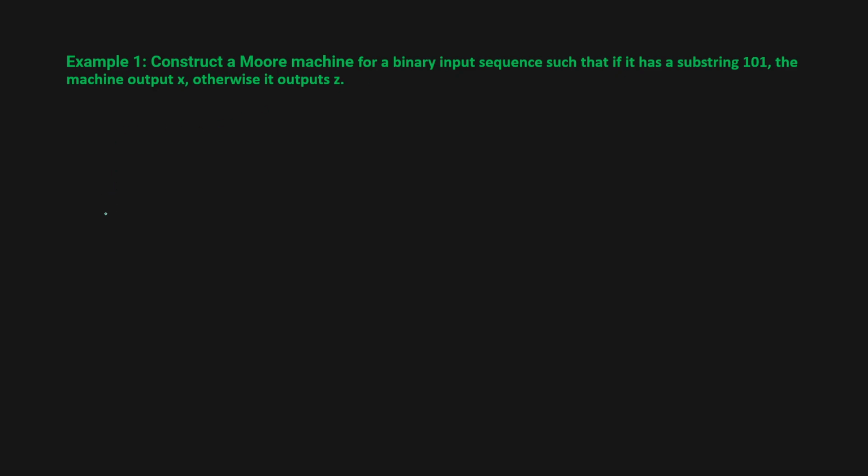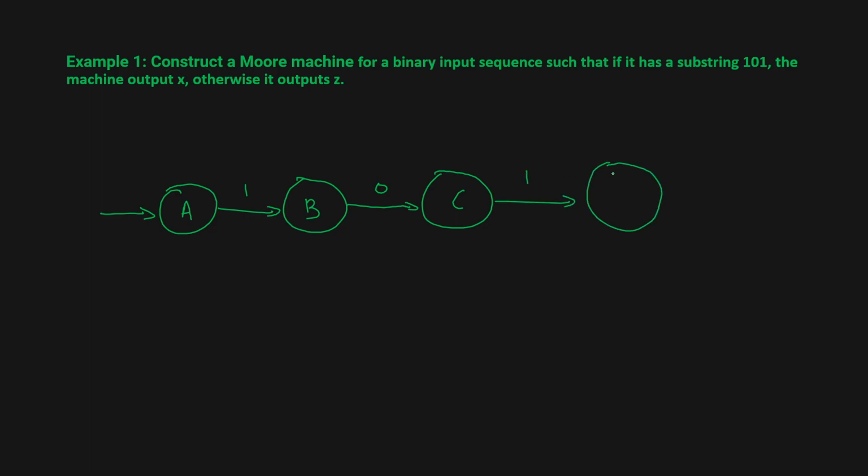Okay, so let's say you're in starting state A. You get input 1, you go to state B. Then you get input 0, you go to state C, and then again you get input 1, you go to state D. Okay, so this is the basic DFA that accepts 101.